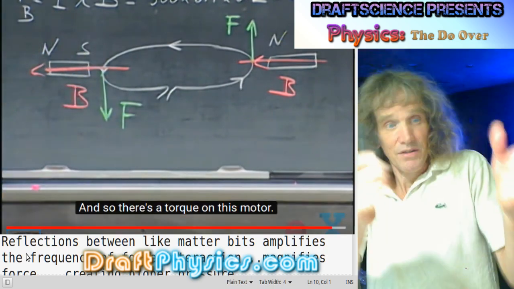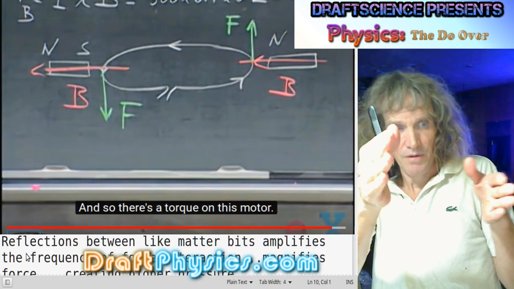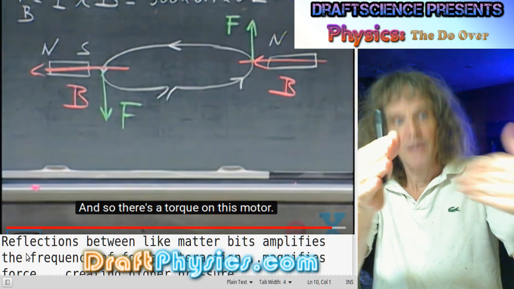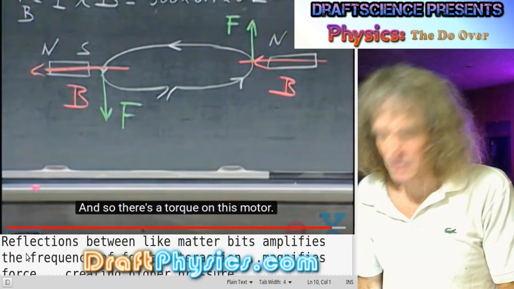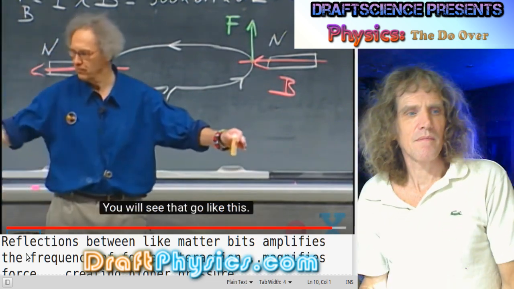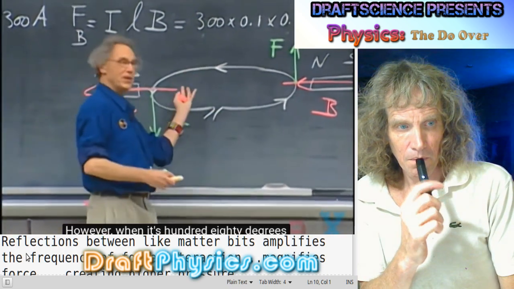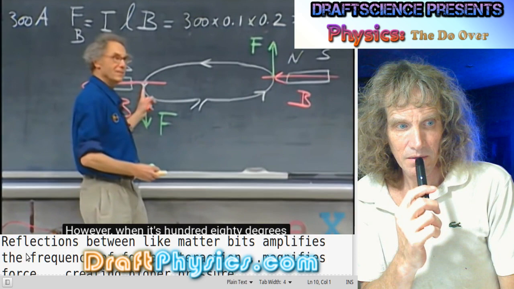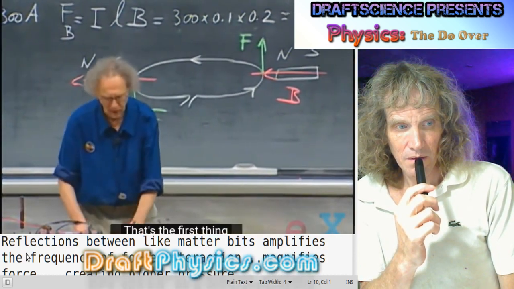So you have the current going in the opposite direction in the wire. One wire is going this way, the other wire is going this way, and so they're exposing the opposite ends. And you will see that go like this. However, when it's 180 degrees and it swings by, it wants to go back because of the torque reversal. So that's the first thing that I want to show you.